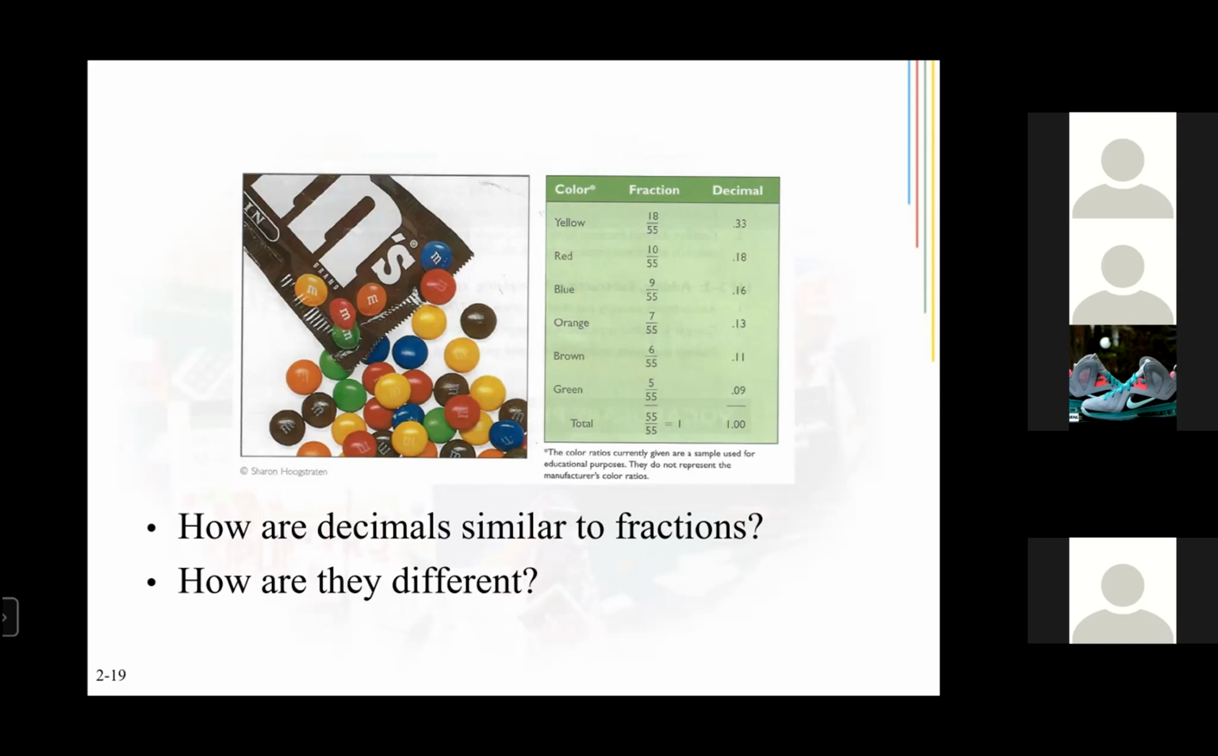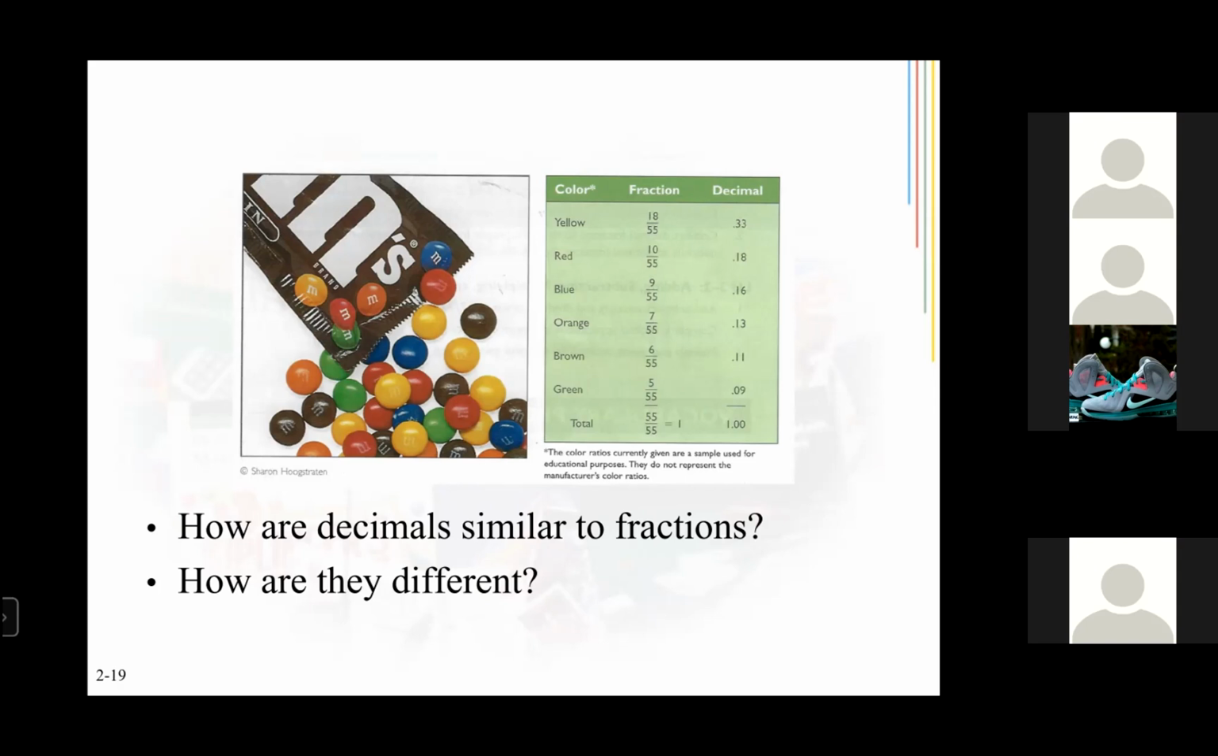In this particular pack of M&Ms, there are 55 individual M&Ms, and they have represented the different colors as a fraction of the whole. So yellow is 18 out of 55, red is 10 out of 55, and so on. And of course, the total ends up being 55 out of 55, which is one whole. To the right of that, they represent it in decimal form. So 18 over 55 is the same as 0.33, 10 over 55 the same as 0.18.